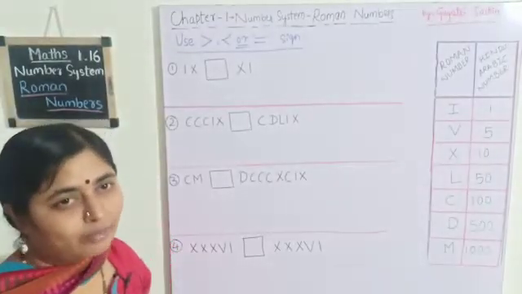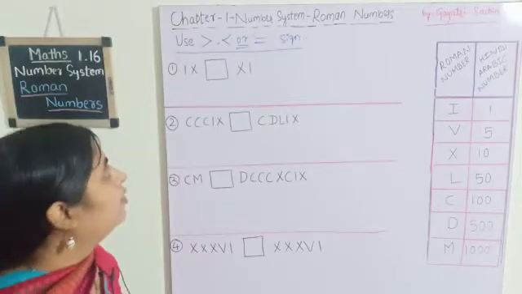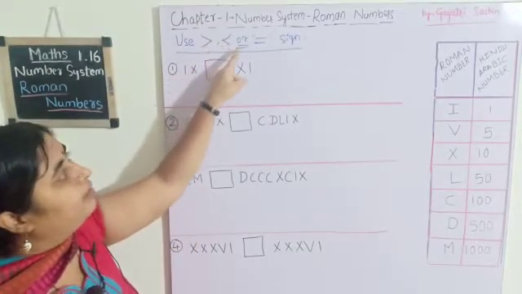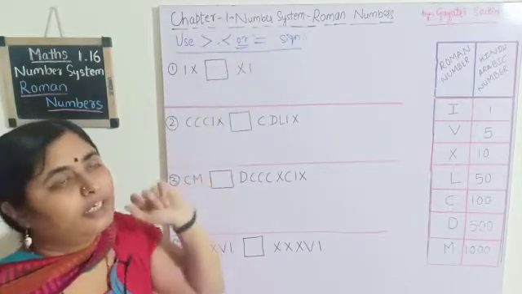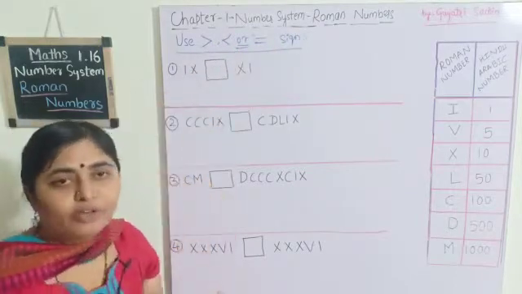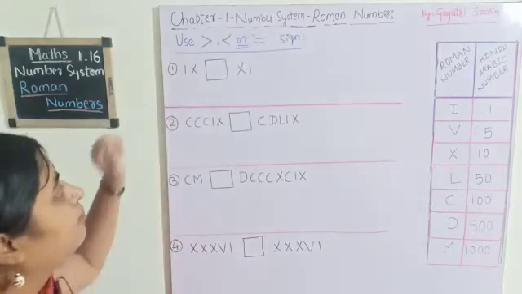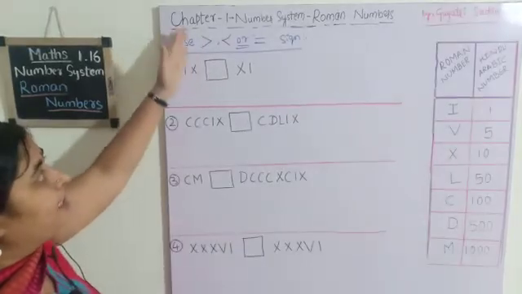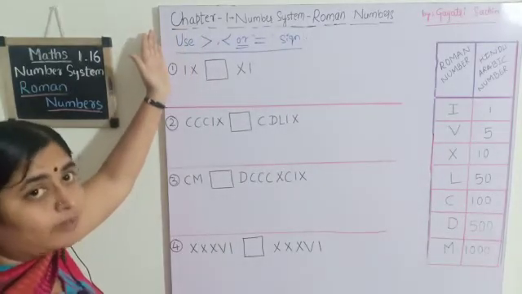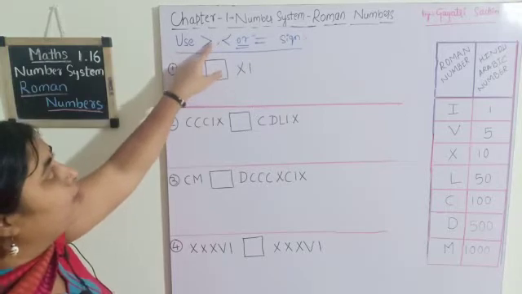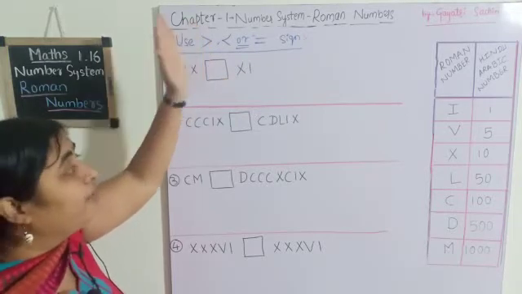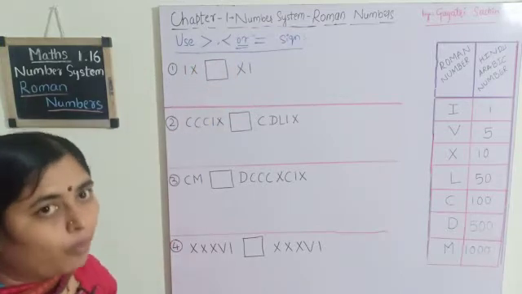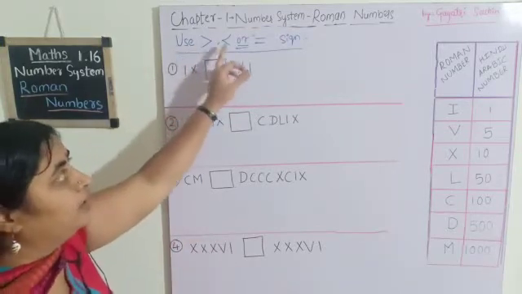Today we will study some more examples on Roman numbers. What they have asked: use greater than, lesser than, or equals to sign. We have already studied these signs. Where the mouth is open, that side is the greater number. Where the mouth is closed, that side will be the lesser number. Equals to means both the numbers are the same. This is greater than, this is smaller than, and this is equals to.